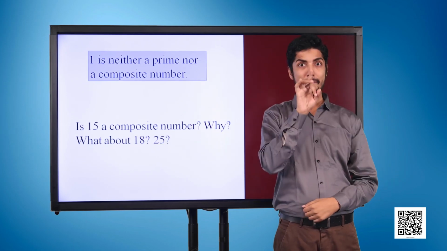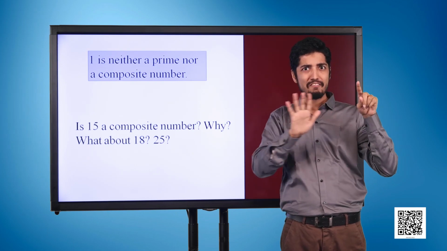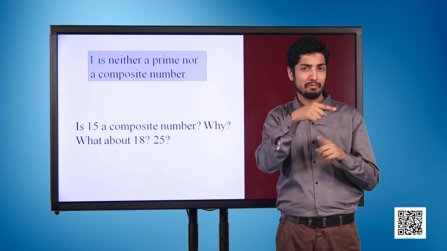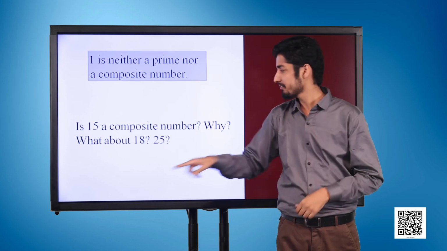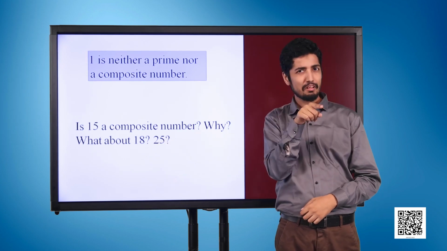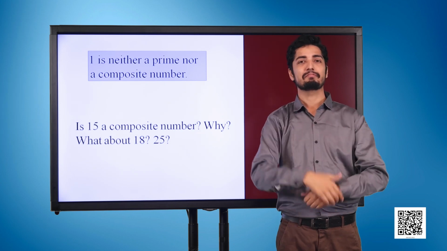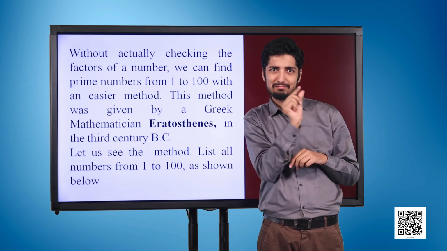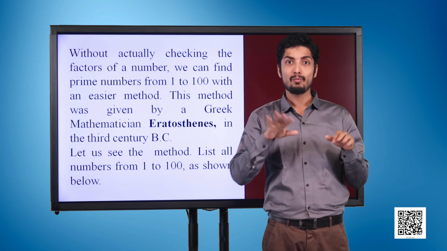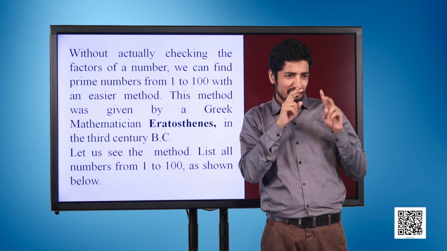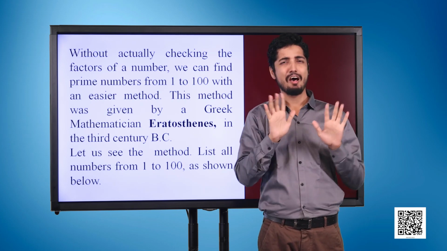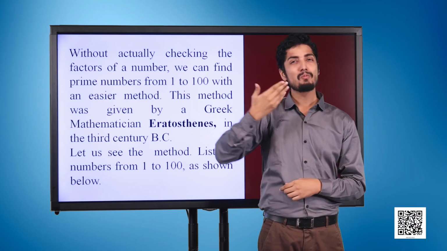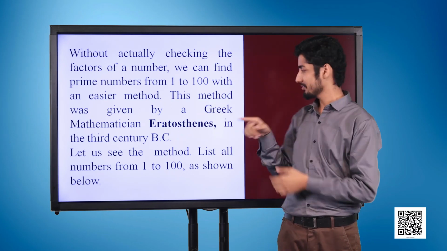Is 15 a composite number? Why? What about 18, 25? Without actually checking the factors of a number, we can find prime numbers from 1 to 100 with an easier method. This method was given by a Greek mathematician, Eratosthenes, in the 3rd century BC.